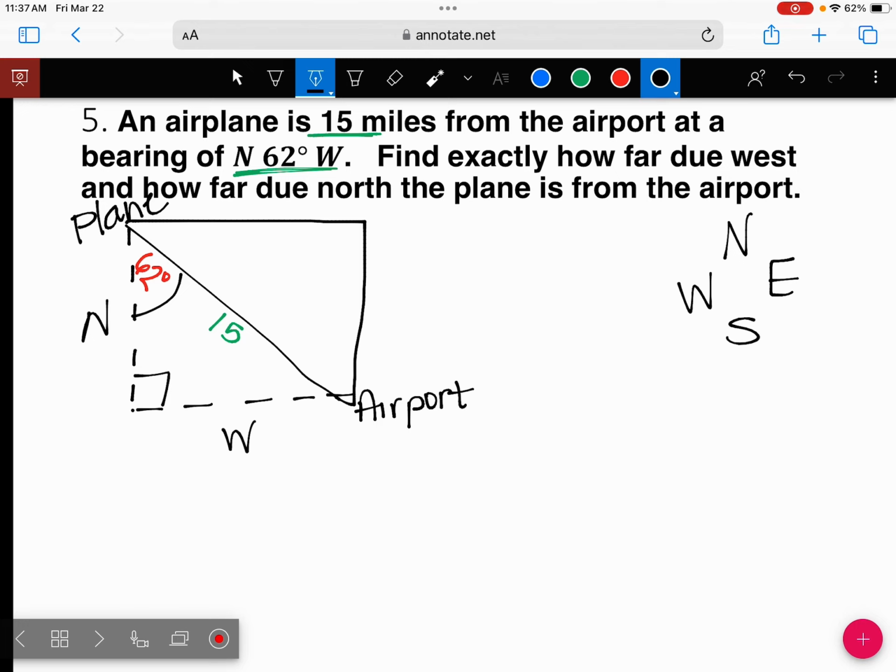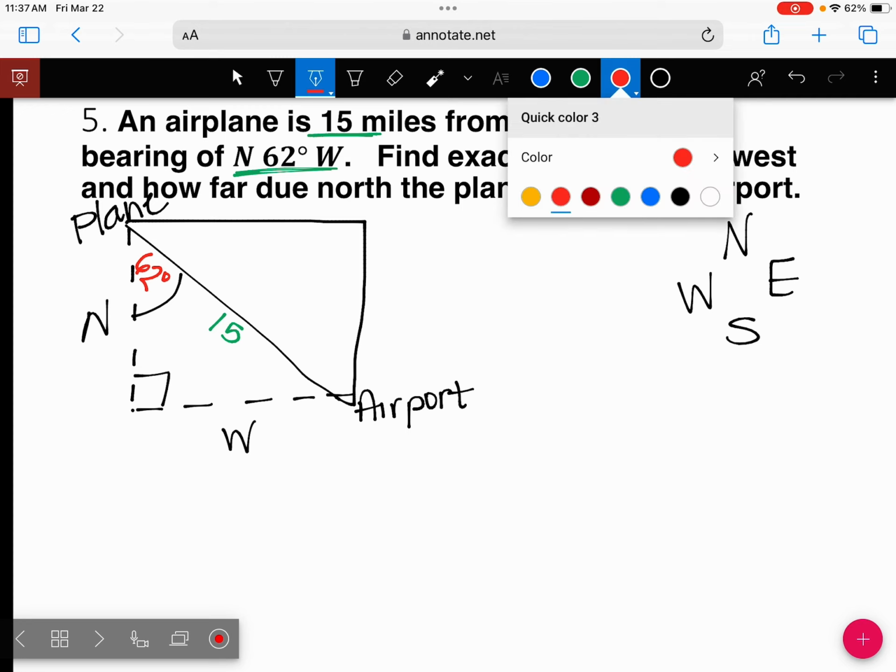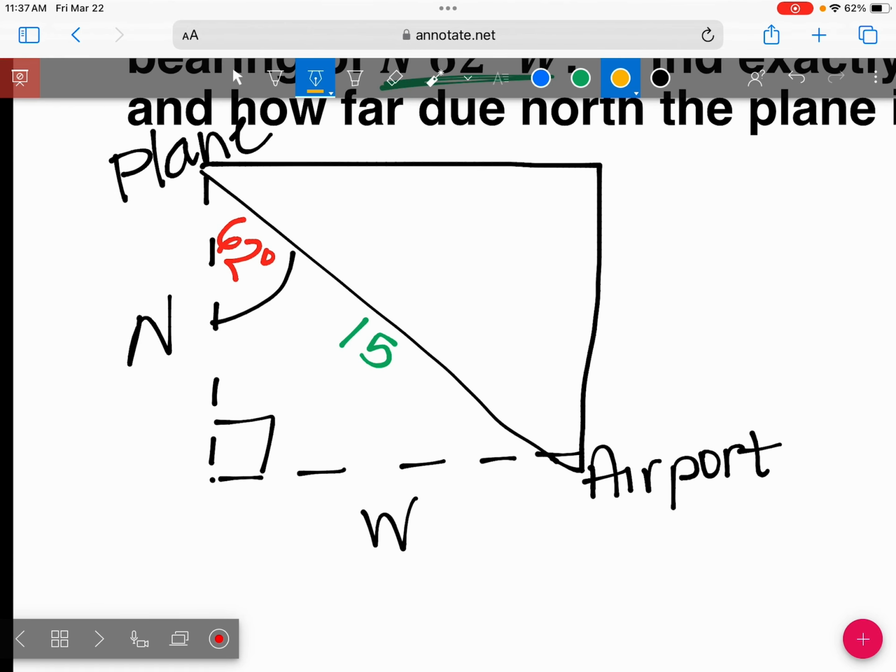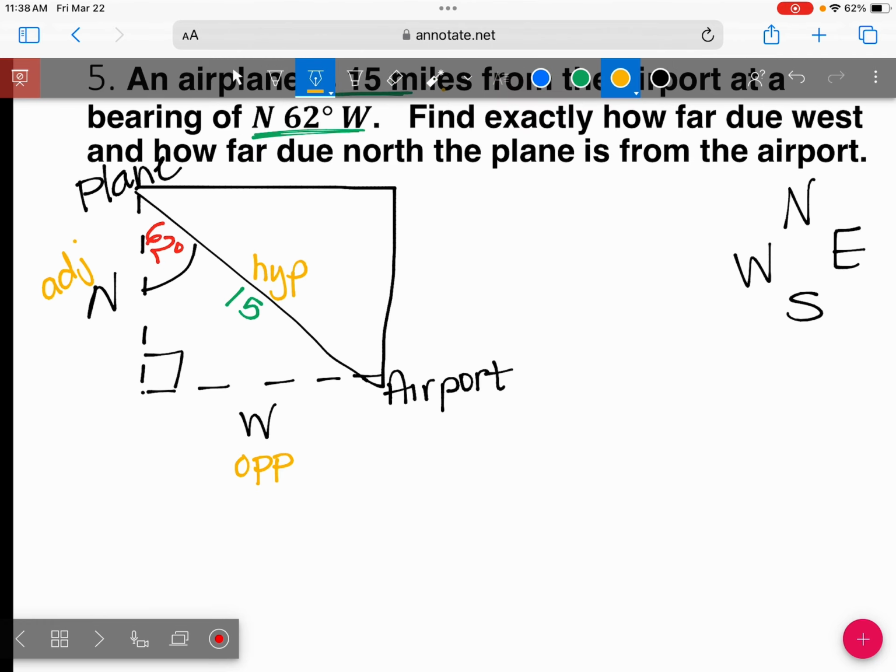All right, so if I'm trying to find north, let's go ahead and label all sides of our triangle. Okay, so north would be what? Is that opposite, adjacent, or the hypotenuse? Adjacent. And west is what? And that 15 is my hypotenuse. All right, let's go ahead and find north first.